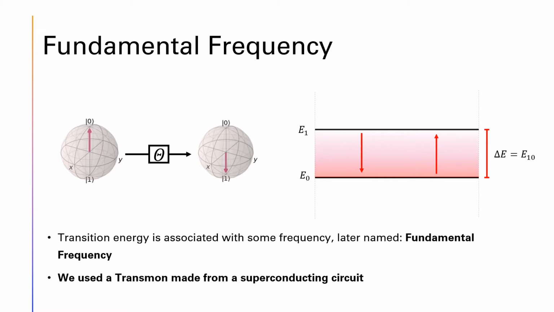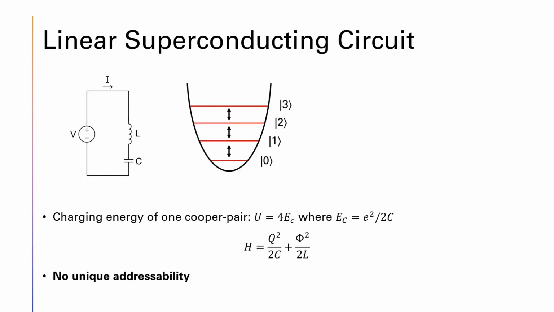In quantum computing, the idea is to encode information through transforming qubits by using this frequency. Therefore, it's important to accurately measure this frequency. In our case, we study the transmon, a type of superconducting qubit made from a superconducting circuit. An LC circuit is the basis of a superconducting qubit.